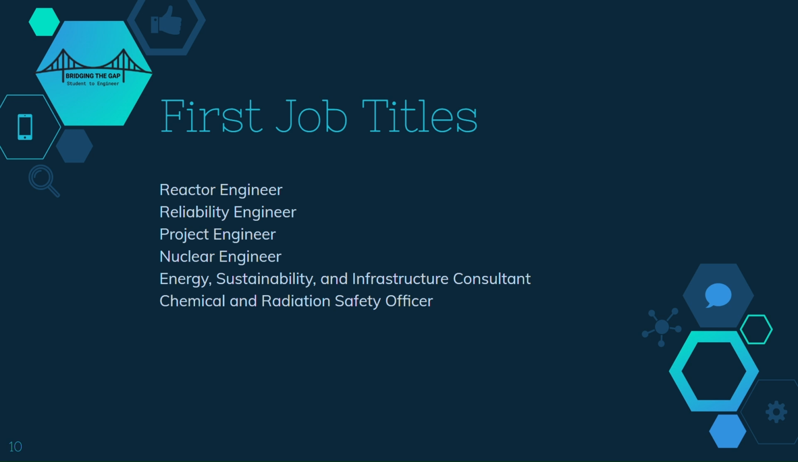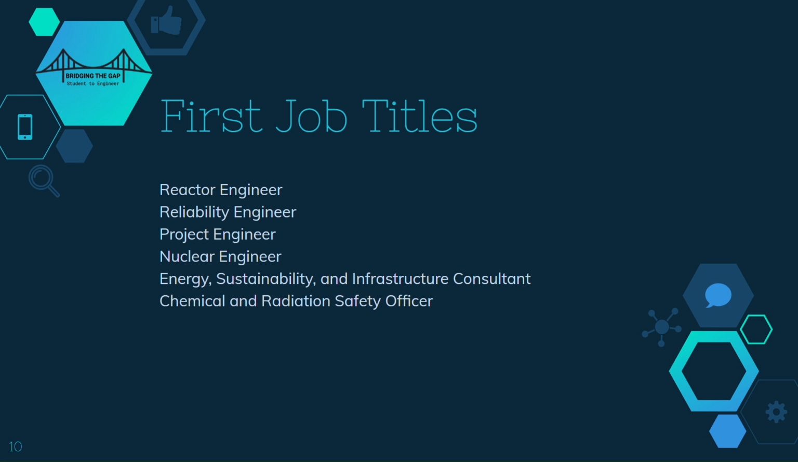So if you're looking at first job titles, and if we are looking at a lot of those engineers going into power generation, being a reactor engineer, reliability engineer makes sense with those two. But also being a project engineer, which is really about doing the design side of projects, and that is going to be in a lot of different industries with a lot of different majors. Nuclear engineer, having a title that goes with your degree is a nice thing to have because you're right in line with what you've been studying.